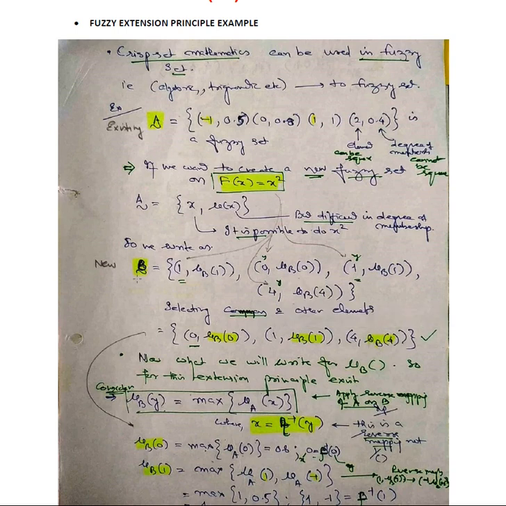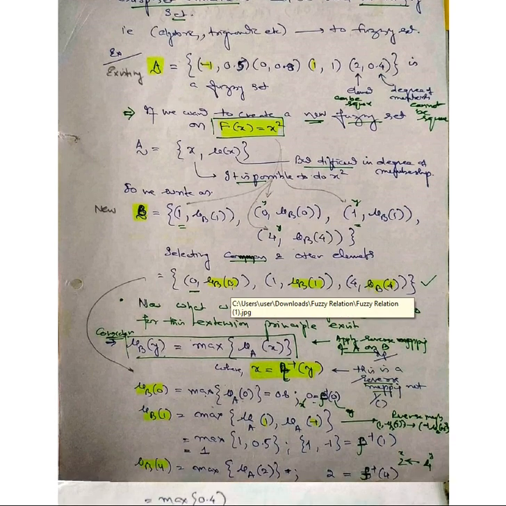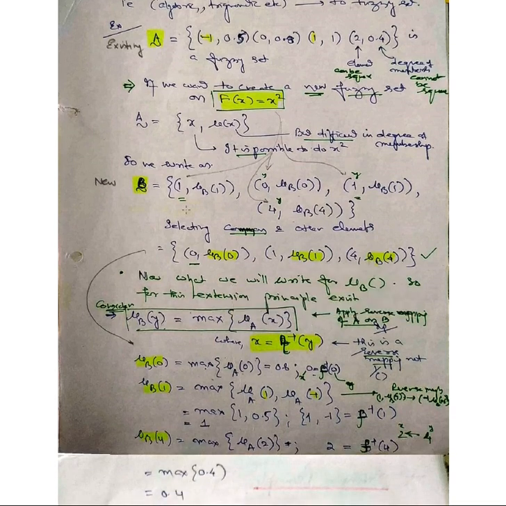Now in the fuzzy set B you have defined the elements, but your membership values are yet to be defined. So how are you going to identify these membership functions? For this, how many elements do you have? 0, 1 and 4. These 3 elements have come. But in A, how many elements were there? There were 4 elements, and here you have 3 elements.